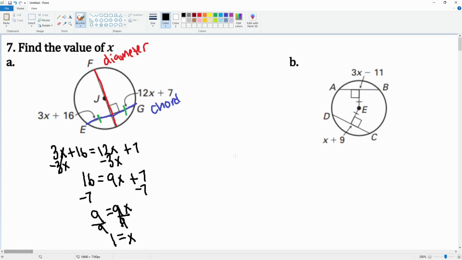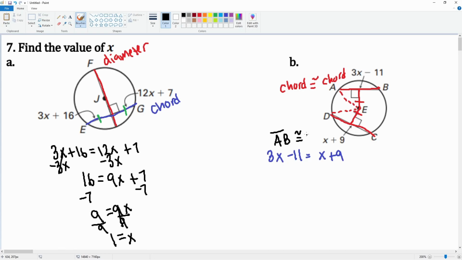Next, we take a look here. These two for AB and DC are chords. Notice that the chords here have the same distance from the center of the circle. Because they are the same distance away, we can say that the chords are congruent to each other. Remember, we proved this by looking at the Pythagorean theorem. So we can say that 3x minus 11 is equal to x plus 9.